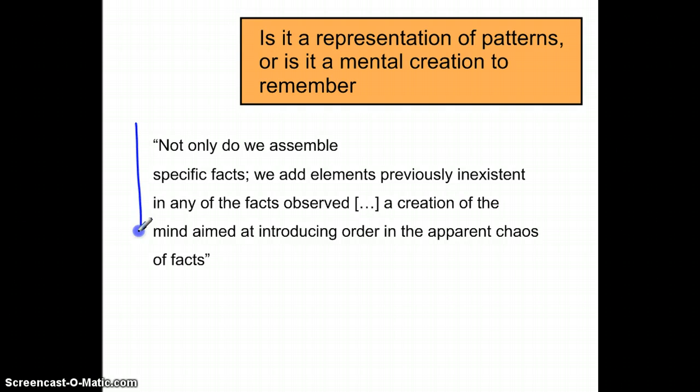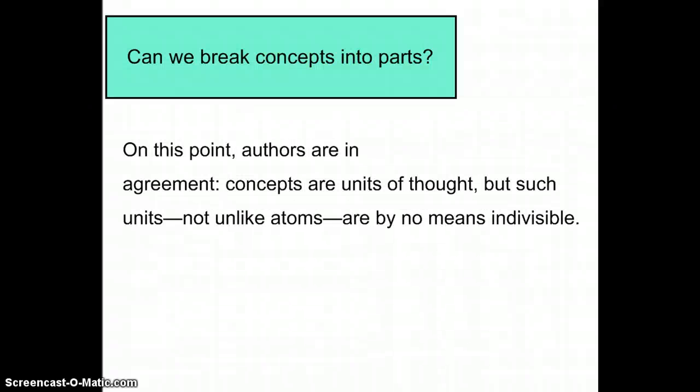And then we have this doozy right here. So not only do we symbol specific facts, we add elements previously in existence in any of the facts observed. So the creation of the mind aimed at introducing order in the apparent chaos of facts. So this element right here was a different philosopher, who kind of had a different opinion on it in that same section. So there is a little bit of ambiguity, a little bit of disagreement here, and I thought that was interesting. But let's go ahead and move on.